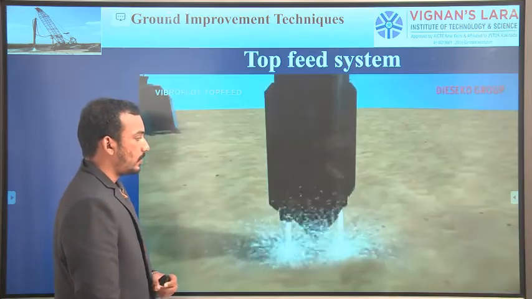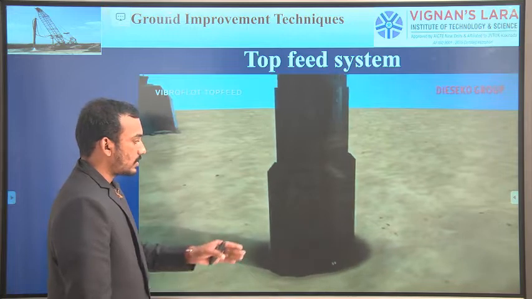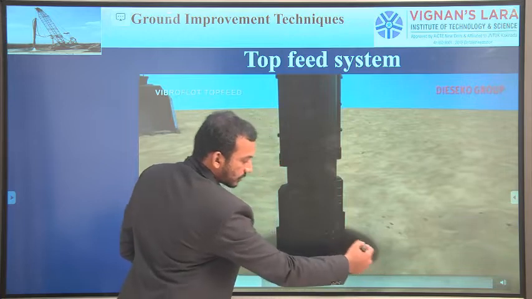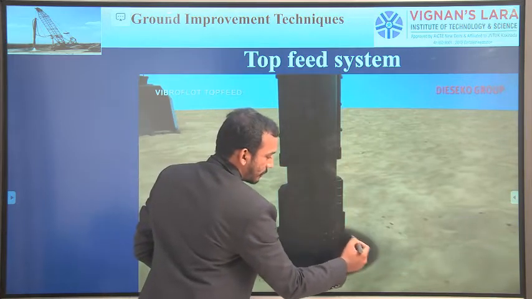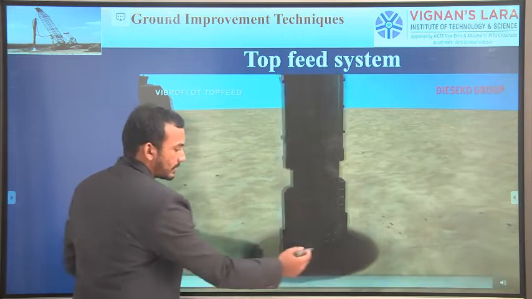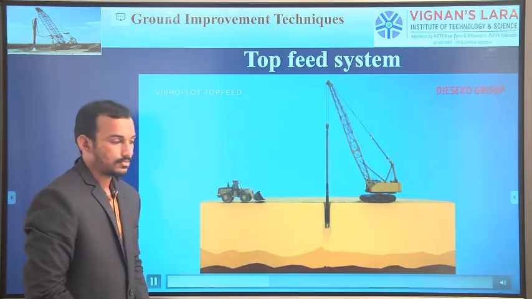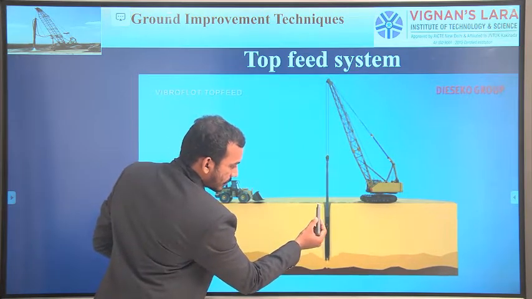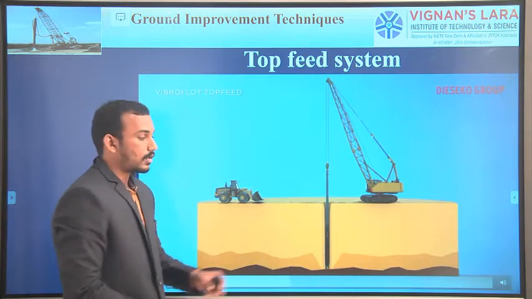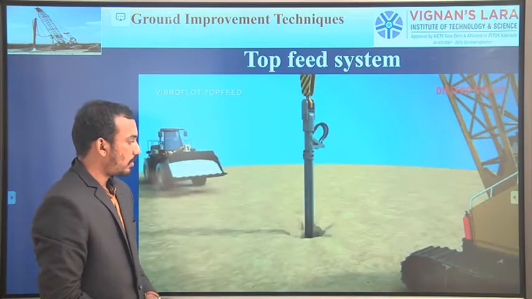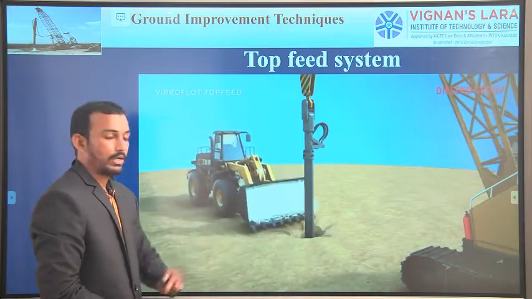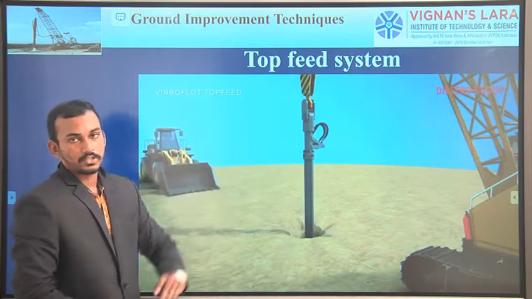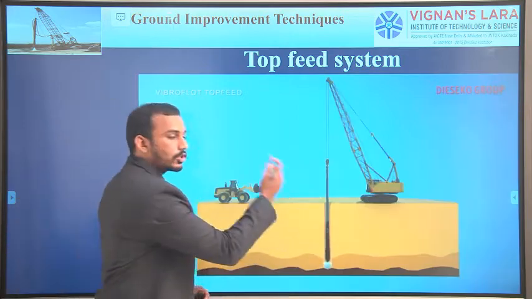After we penetrate to the required depth, this is a simple mechanism. See, there is a space between the vibroflot and the soil. There is a clear space between the probe and the soil, and from that spacing we are laying the stones. Observe closely, there is some space between the probe and the ground surface. After we penetrate to the required depth, we are adding the stones from the top. That's why it is known as the top feed system. We are feeding the stones from the top.